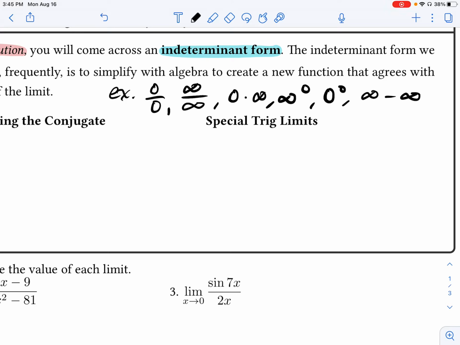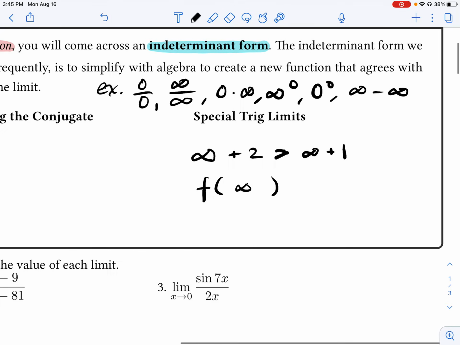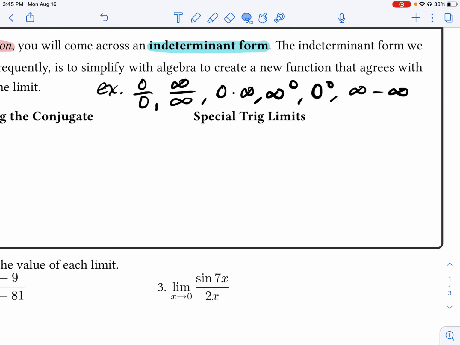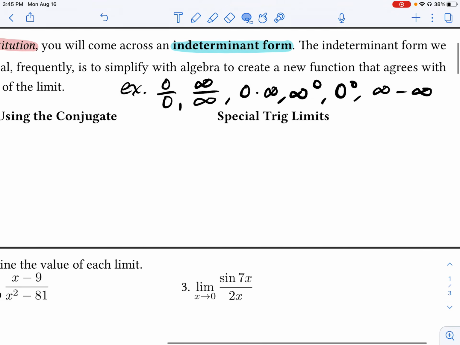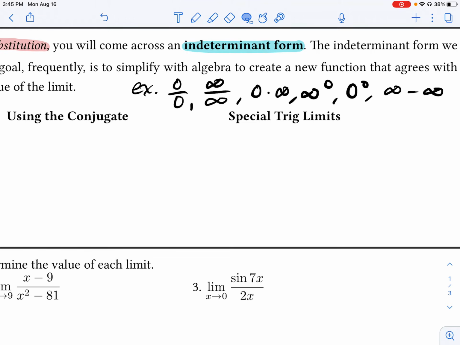In the same way, the same algebraic properties that we have don't necessarily make sense. We can't necessarily say something like infinity plus 2 is greater than infinity plus 1. Or for that matter, even plug in infinity. We can't evaluate a function at infinity. Now we can explore what a function does as x approaches infinity, but it's not something that we can directly substitute into a function. And so for this reason, we have a number of different indeterminate forms that are essentially just telling us, hey, we can't exactly determine the information that we want in its current form. We have to do something else.